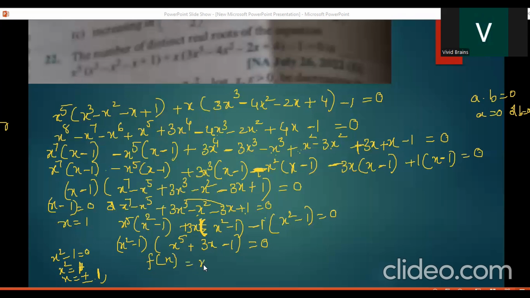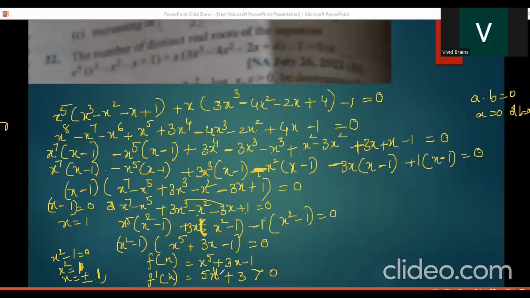Okay. So let me simplify this, x power 5 plus 3x minus 1, f of x. Okay. Then generally what we do, we have to differentiate the f of x, no, in order to know the roots. f dash x is equal to what can I get? x power 5 means 5x power 4. 5x power 4 plus 3. Okay. So 5x power 4 plus 3, no? So no doubt it is going to be greater than 0, right? It is greater than 0.